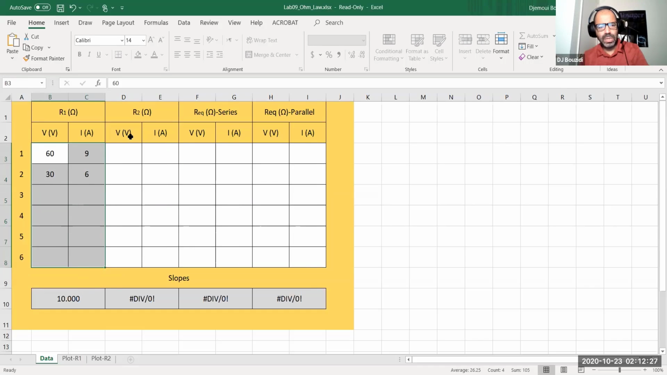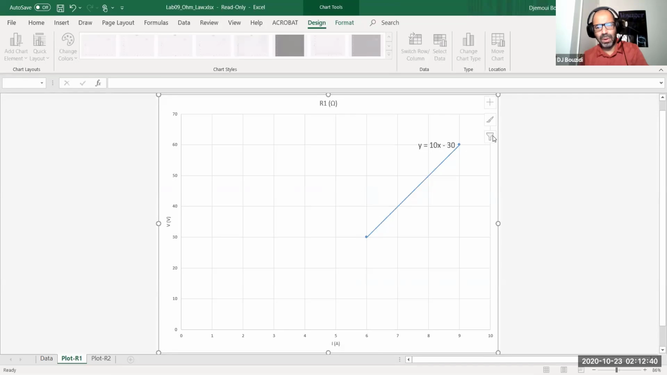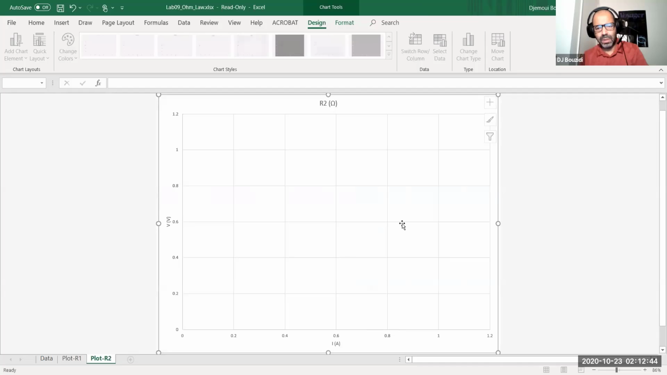Same thing in here. Once I fill out these 2 rows, it gives me the same slope. Once I fill out these 2 rows, it gives me the third slope. Once it gives me this one, it's going to give me the slope. And at the same time, it's going to give me plots in here. And the second plot right now, I have no data, so it doesn't show me any plot.